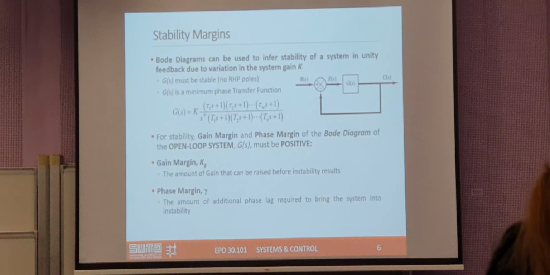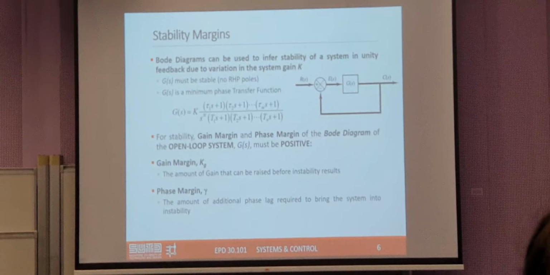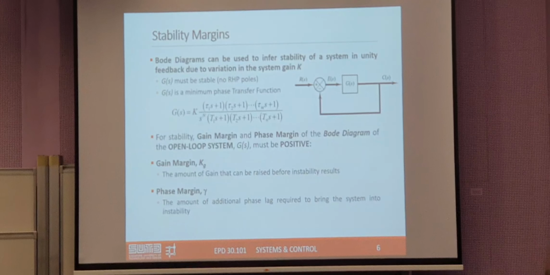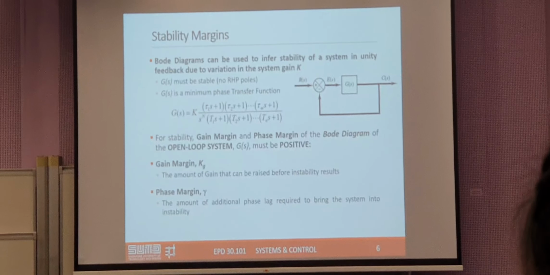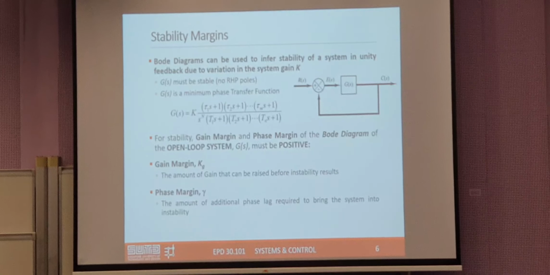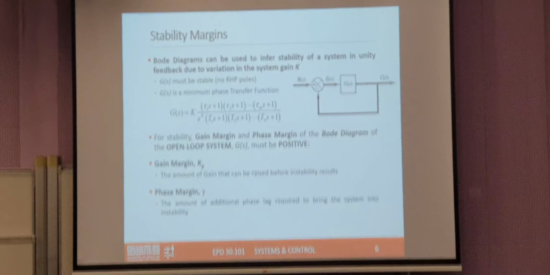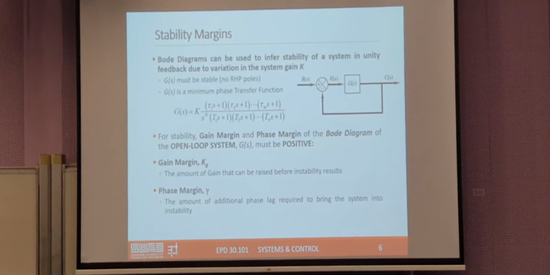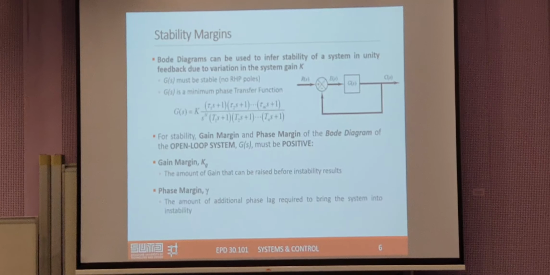Okay, so remember we have this transfer function here, this system here, right? And then from this transfer function you can graph out the Bode diagram. What I want you to imagine now is if this system here, I put it into a unity feedback. So unity feedback is something like this.